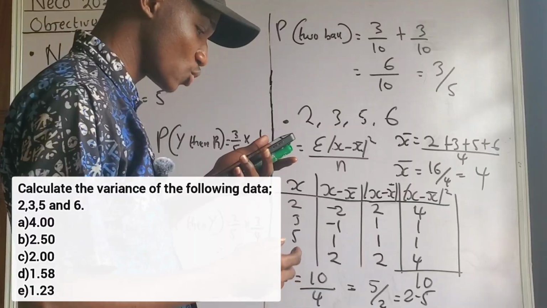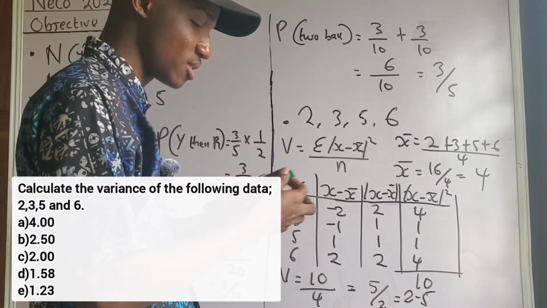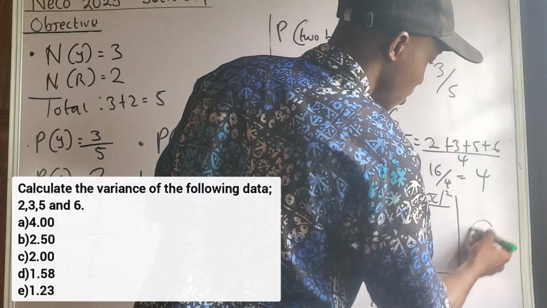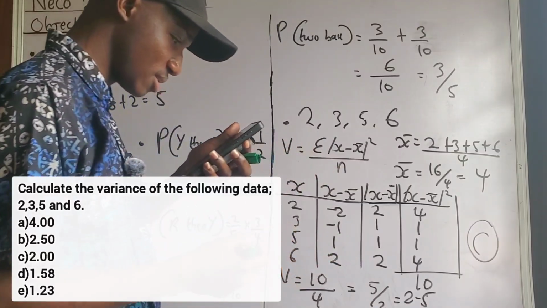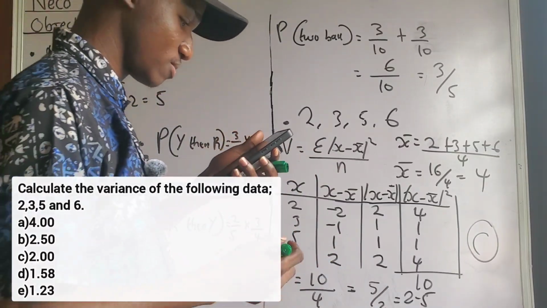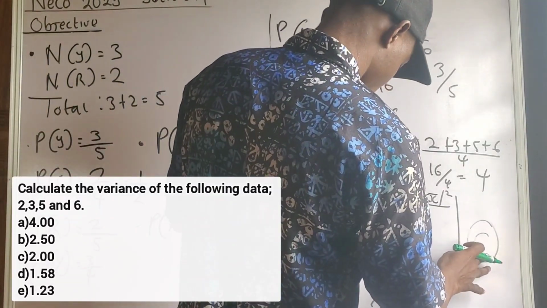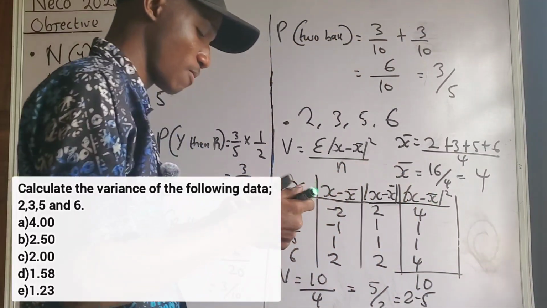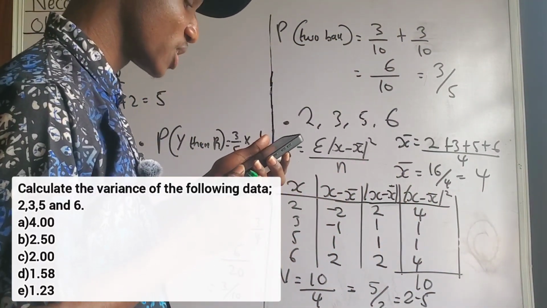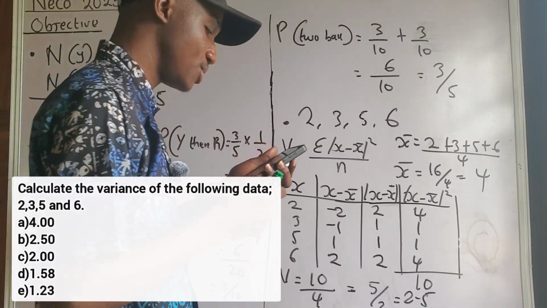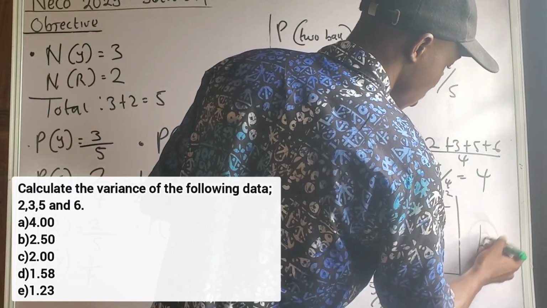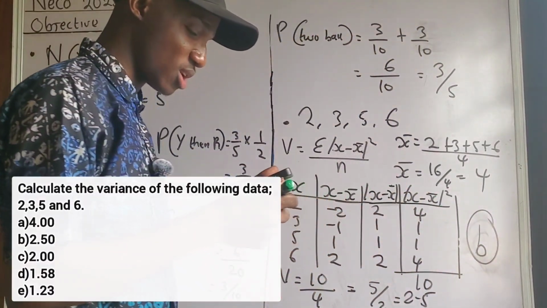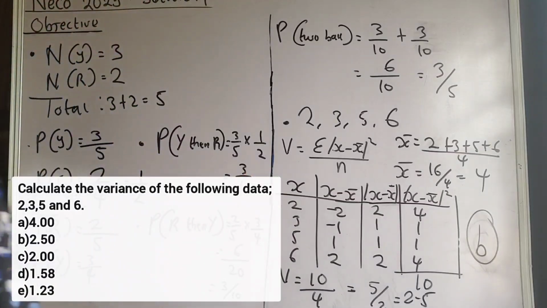The correct option to that question is option C. Option C is correct. Do you understand? The correct option to that question is option B. Option B is correct. Option B is the correct option. Do you understand? Okay, let us make progress.